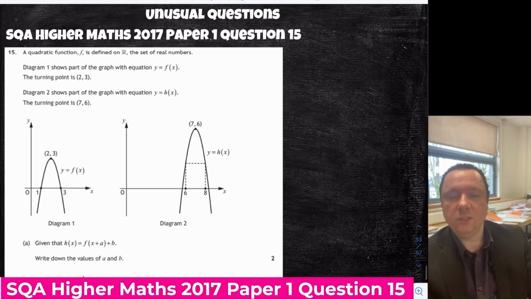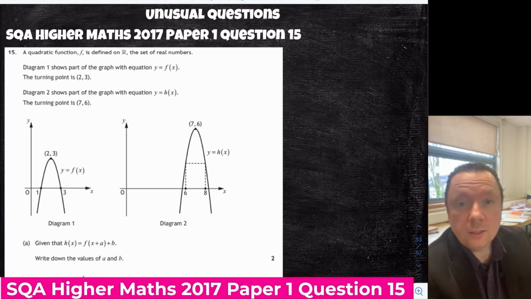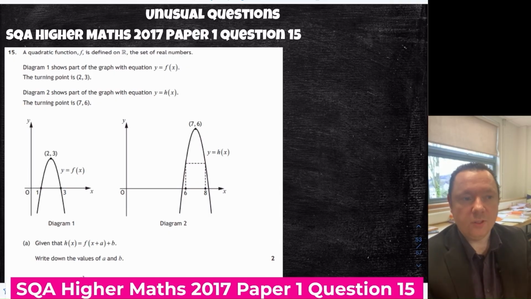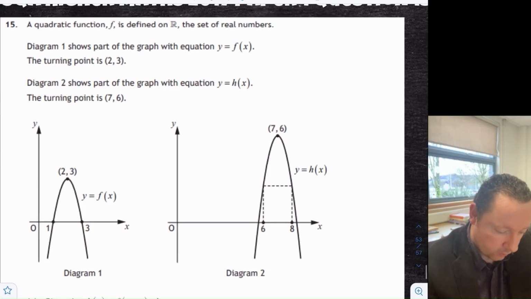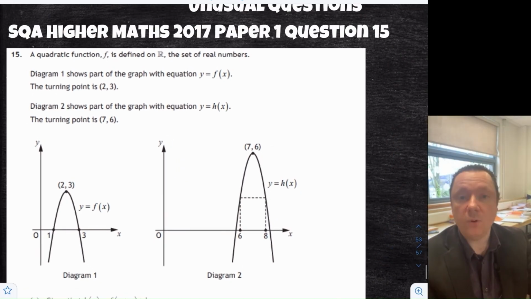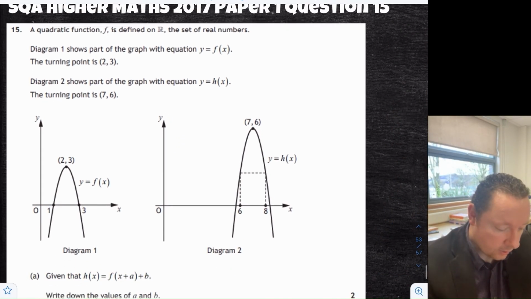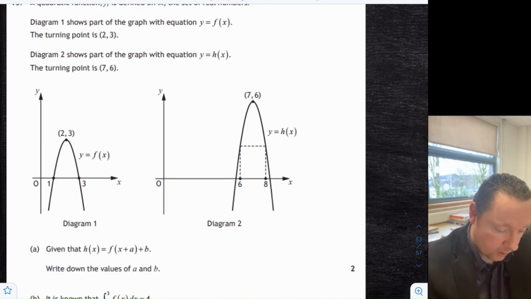We move on to what I would say is unusual differentiation questions. The first one we're going to look at, this stuff that doesn't come up as often, is this one. A quadratic function is defined on a set of real numbers. This was 2017, paper 1, question 15. Diagram 1 shows the graph of y equals f of x with the turning point at (2, 3). And diagram 2 over here shows the graph of h of x, and the turning point is now (7, 6).